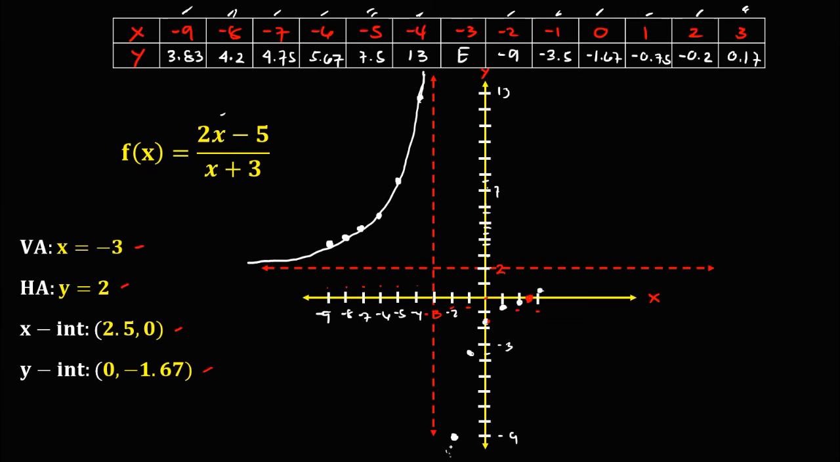Then we can connect now the points. So this is now the graph of the given rational function.